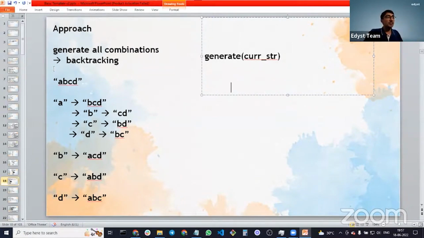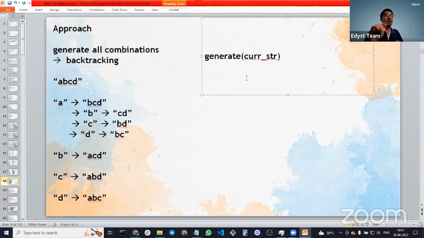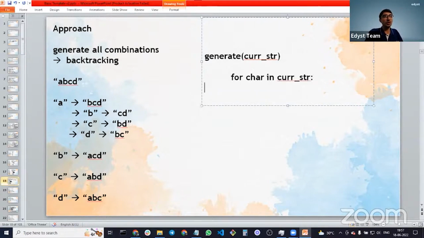What do I do at any point? Let's say I'm saying generate for BCD. I'm not even talking about the first case. I'm talking always start somewhere in the middle. Let's say I'm at ACD. What am I going to do for ACD? I'm going to give every character the chance to be the first character. Okay. What does that mean? I'm going to go through the string. So, let's say, for char in current string, I'm going to go through. This is again pseudocode, everybody. So just follow the pseudocode.